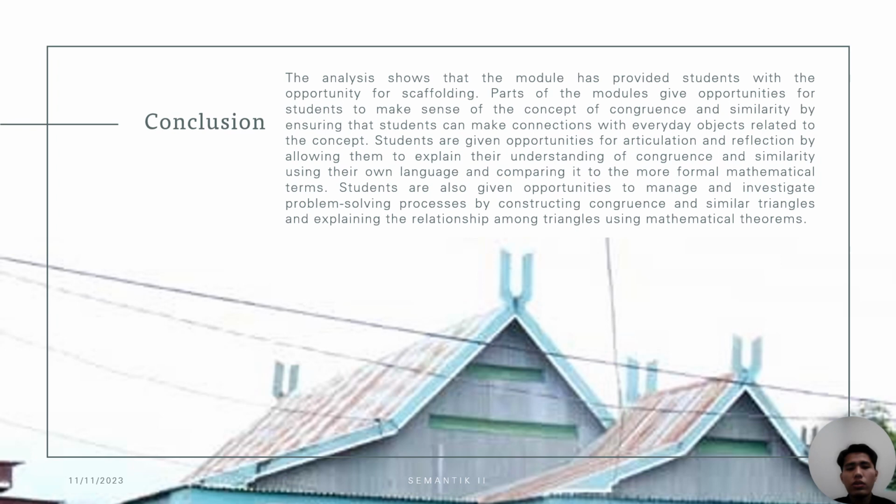The analysis shows that the module has provided students with the opportunity for scaffolding. Parts of the module give opportunities for students to make sense of the concept of congruence and similarity by ensuring the students can make connections with everyday objects related to the concept. Students are given opportunities for articulation and reflection by allowing them to explain their understanding of congruence and similarity using their own language and comparing it to the more formal mathematical terms. Students are also given opportunities to manage investigation and problem-solving processes by constructing congruent and similar triangles and explaining the relationship among triangles using mathematical theorems.